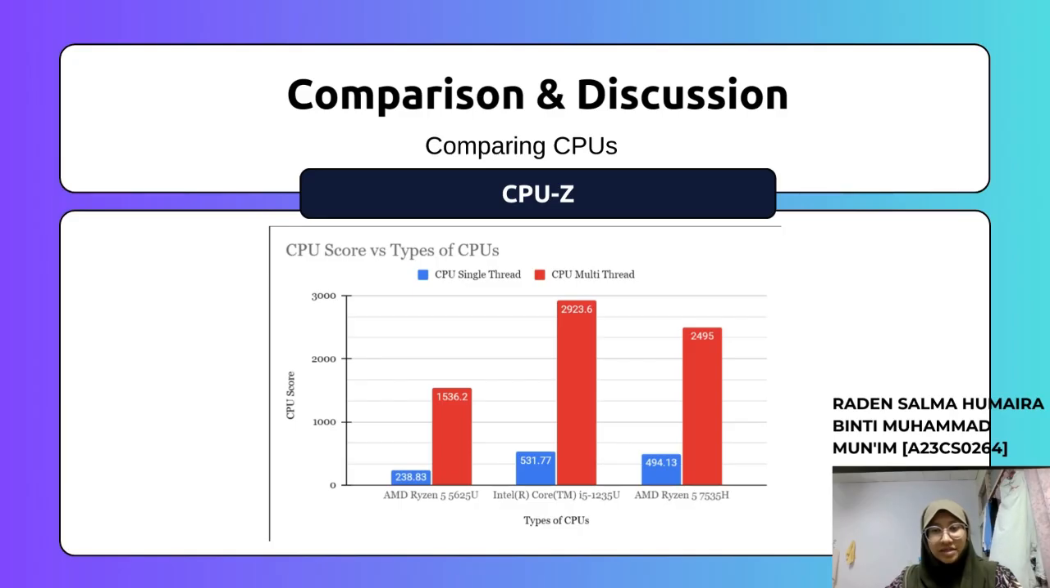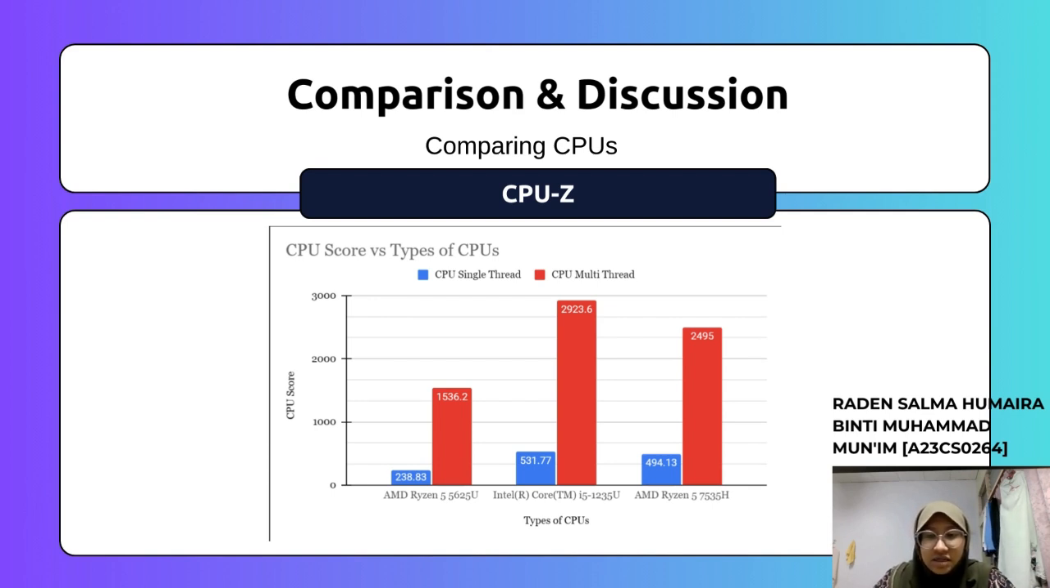Now we're going to look at the comparison of the CPUs. So we have only three CPUs, which are the AMD Ryzen 5 625U, the Intel Core i5 1325U, and also the AMD Ryzen 5 7525H. So we can see in the graph that the highest score belongs to the Intel Core, while the lowest score belongs to the AMD Ryzen 5 5625U.